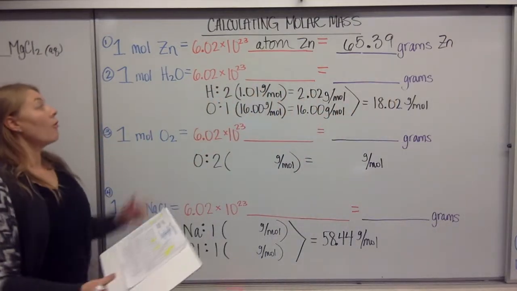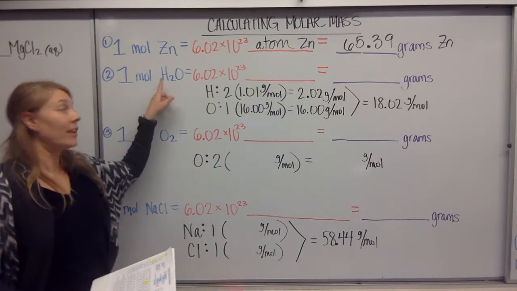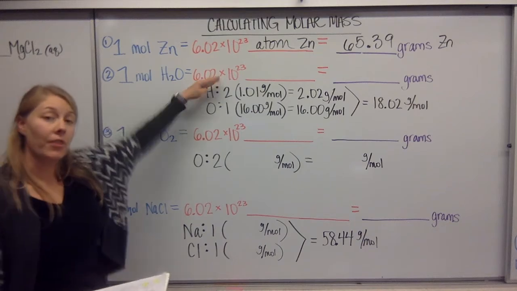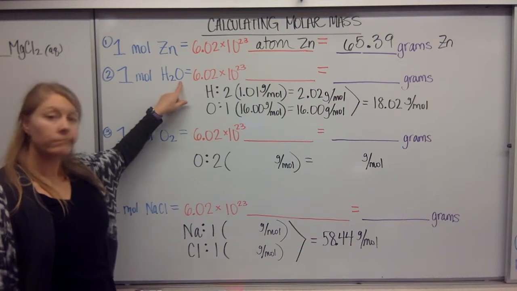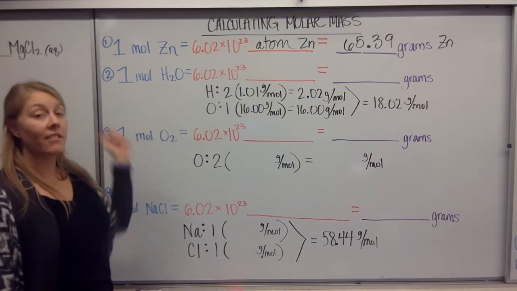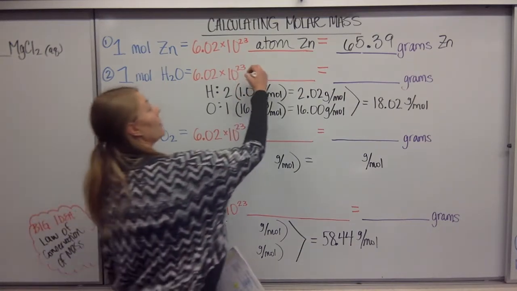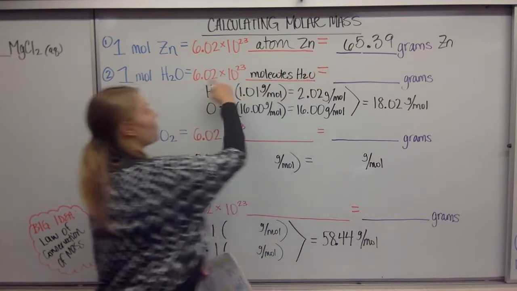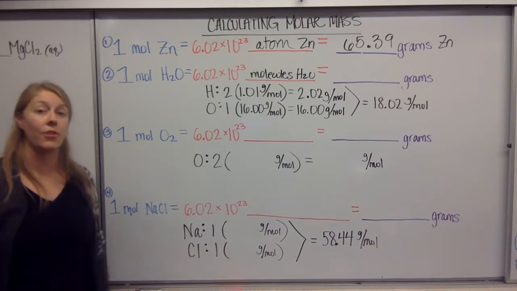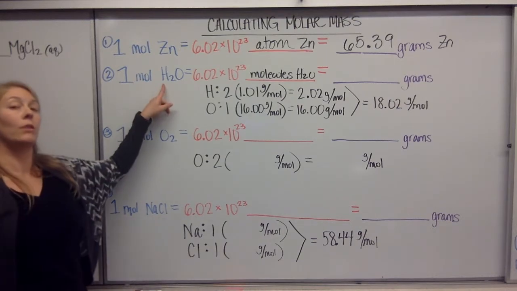All right. For water, slightly different. We still have 6.02 times 10 to the 23rd. What's a representative particle for water? Well, is there a metal here? Nope, no metal in this compound. So this has to be a molecule. So this is molecules of water. 6.02 times 10 to the 23rd molecules of water is equal to 1 mole of water.